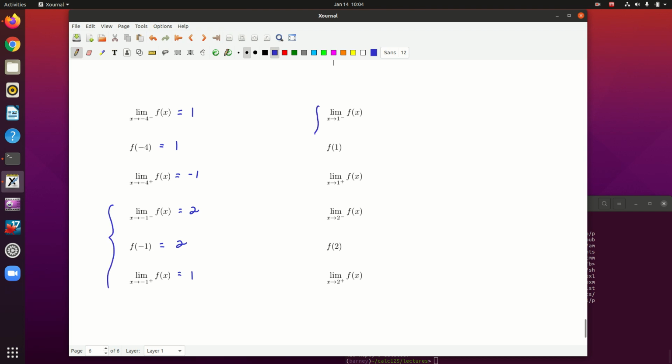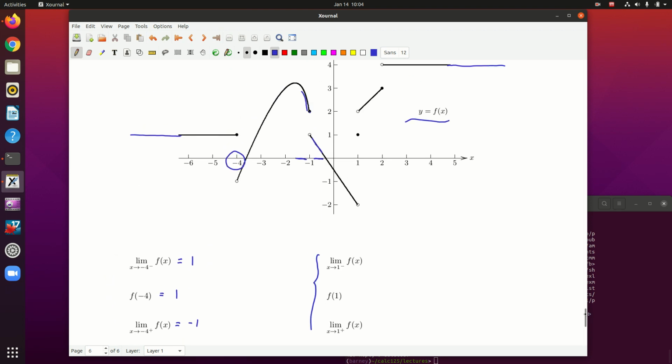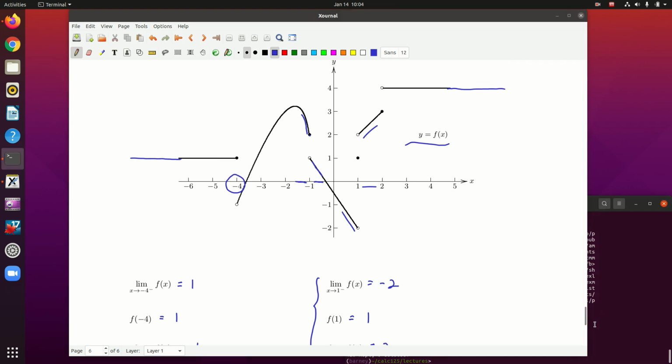Okay, so the next set has what happens at 1. So can we see what happens at 1? Well, f of 1, where the bullet is, that's 1. If you come at it from the left-hand side, we're down at -2, going along here. And if you come at it from this side, you're going along there, so that's going to give you 2. So in this case, all three of the numbers are different, the value of the function and each of the one-sided limits.